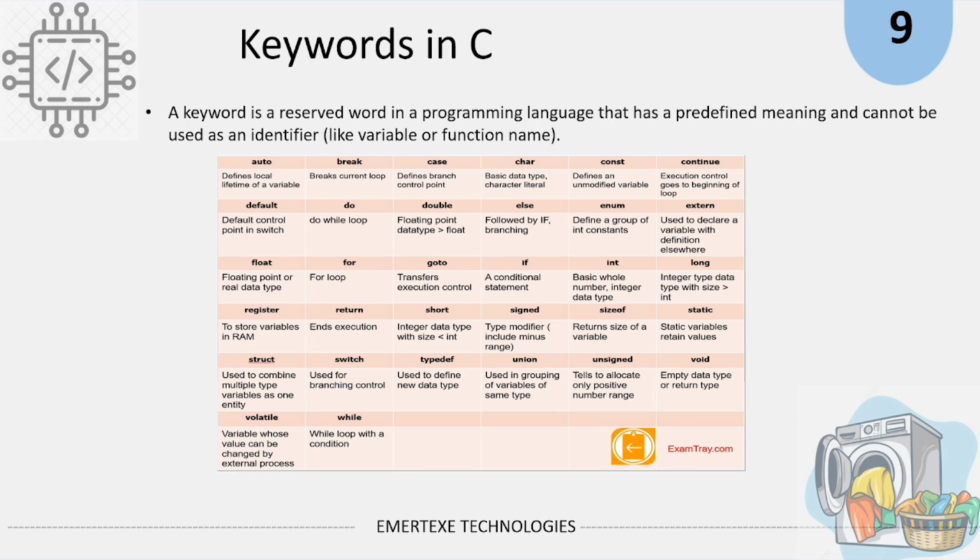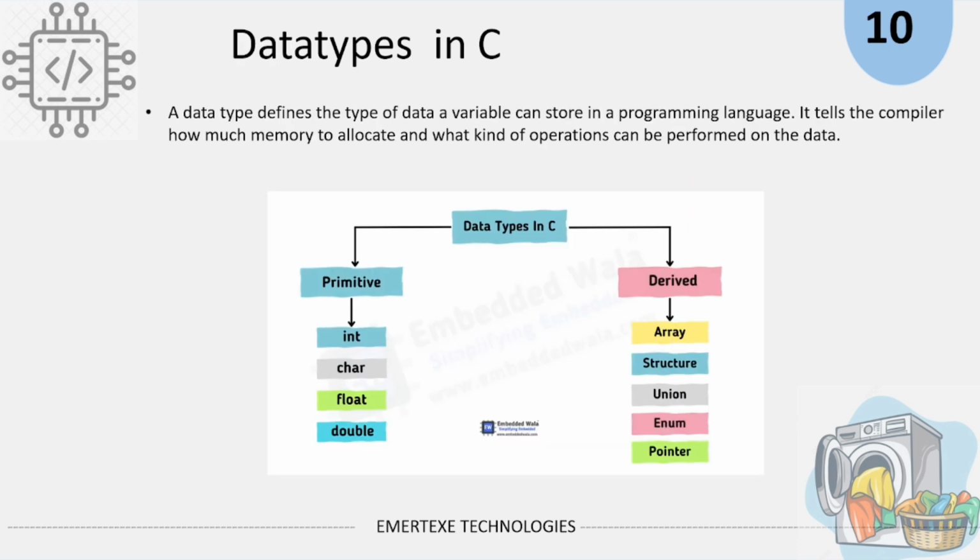What are keywords in C? A keyword is a reserved word in a programming language that has a predefined meaning and cannot be used as an identifier like a variable or function name. Some examples of keywords are auto, default, float, register, struct, volatile, break, do, for, return, switch, while, case, double, etc. Data types. Data types in C. A data type defines the type of data a variable can store in a programming language.